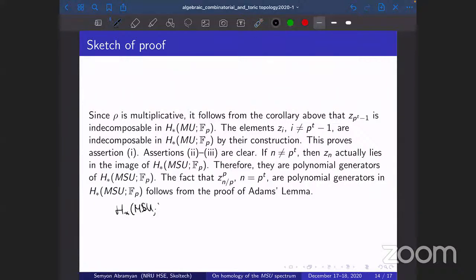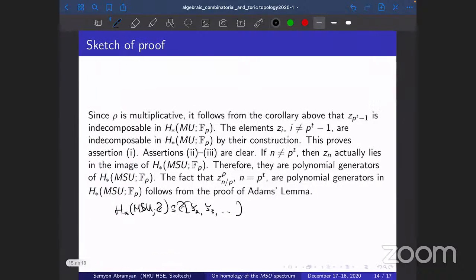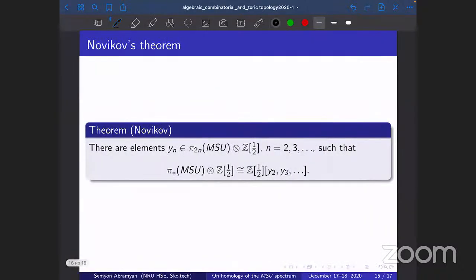that MSU with Z coefficients is a free polynomial algebra on Y2, Y3, etc. And so this finishes the proof of my theorem. I have 2 minutes left, and I want to mention two results. Using this, we can prove the following two Novikov theorems.